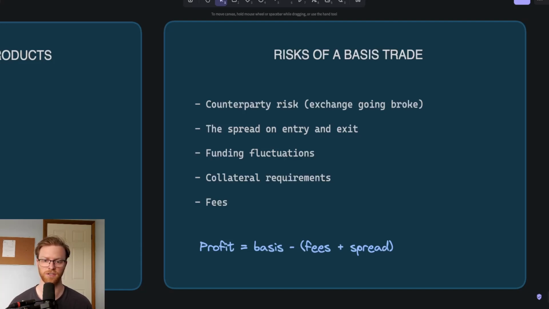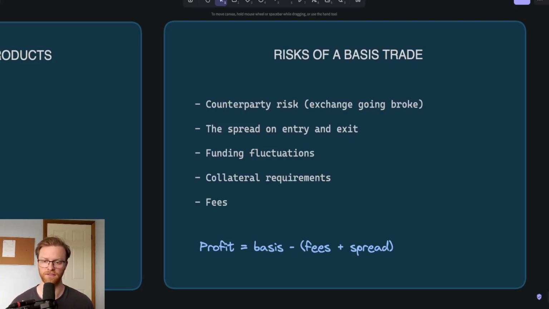So with these positions, we'll go through it in a minute, but you're entering a long and a short to give you a net neutral or delta neutral exposure to the market with no exposure to the direction of price going up or down. So entering a short position and a long position, you might not enter at exactly the same price on each leg of the trade. The spread can eat into your profit quite significantly.